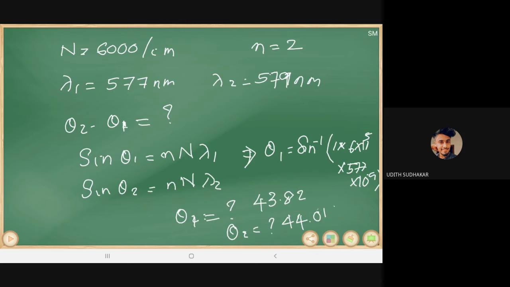Okay, what will be the next step? Find theta 2 minus theta 1. That is our question. There we have to do a small thing. This is actually in degrees, isn't it? So you have to convert that into minutes. It will be a small quantity. So 60 minutes is equal to 1 degree. So multiply that with 60 so that it will be converted into minutes.